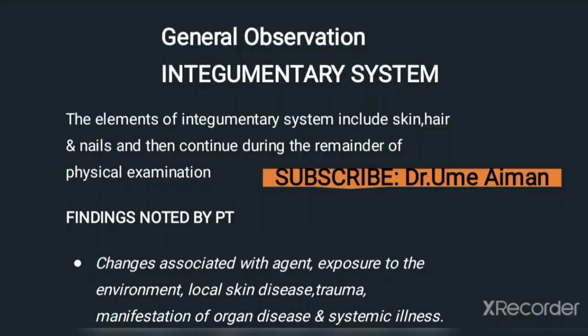Now, general observation of integumentary system. This means how you can observe patient's integumentary system. The elements of integumentary system include skin, hair, and nails, and they continue during the remainder of physical examination. Findings that are noted by the physiotherapist are changes associated with the agent, exposure to the environment, local skin disease, trauma, manifestations of organ disease, and systemic illness. This means that the things that appear on the skin, you have to examine first of all: the changes on the skin, changes on the hair and nails.